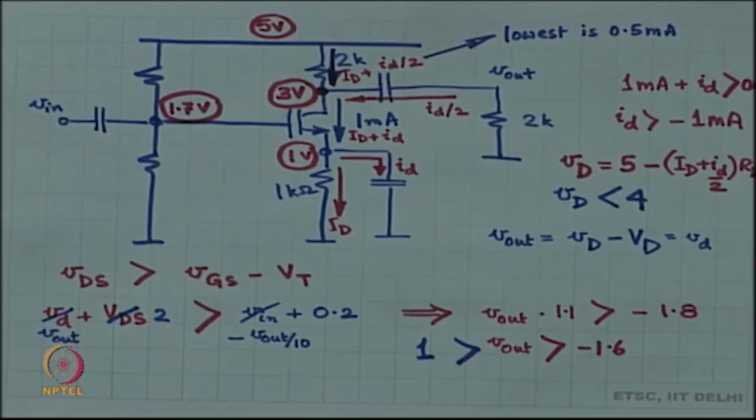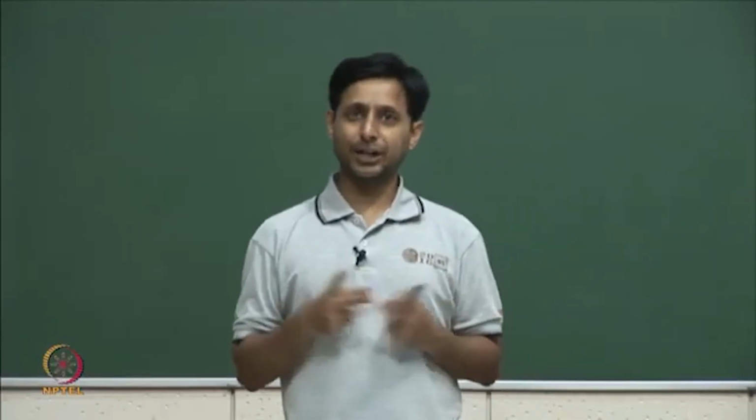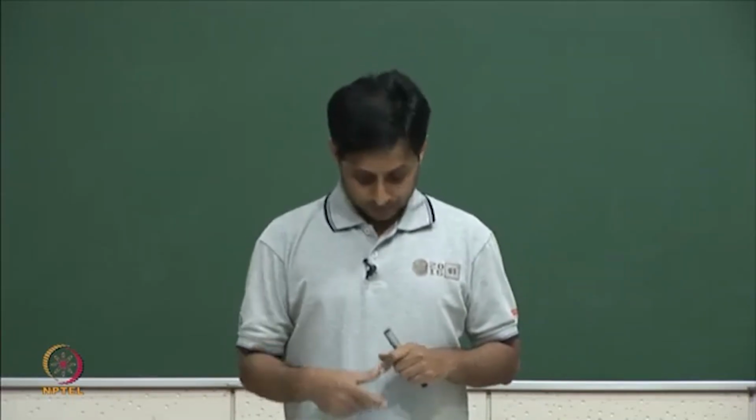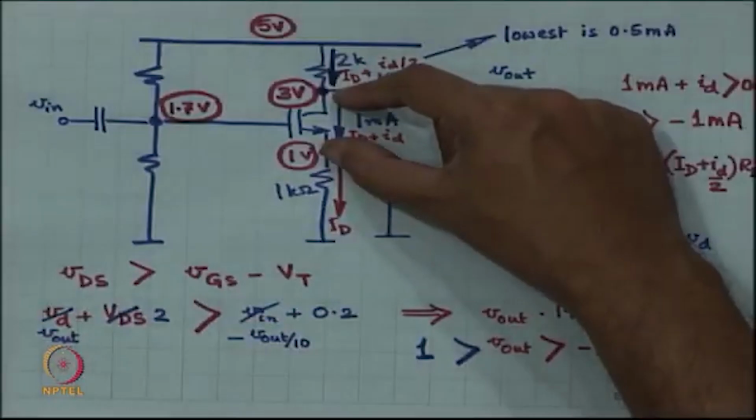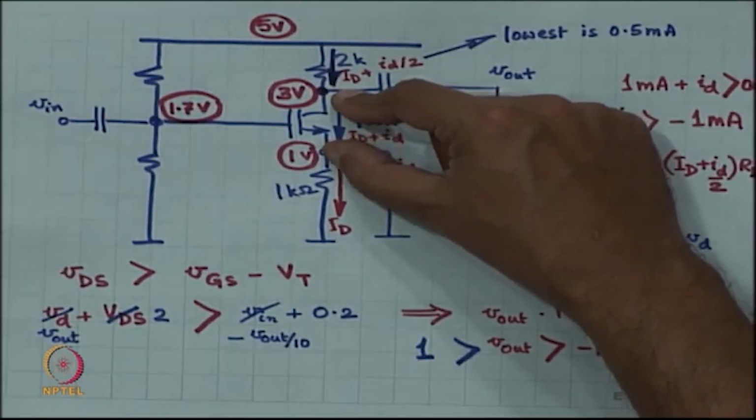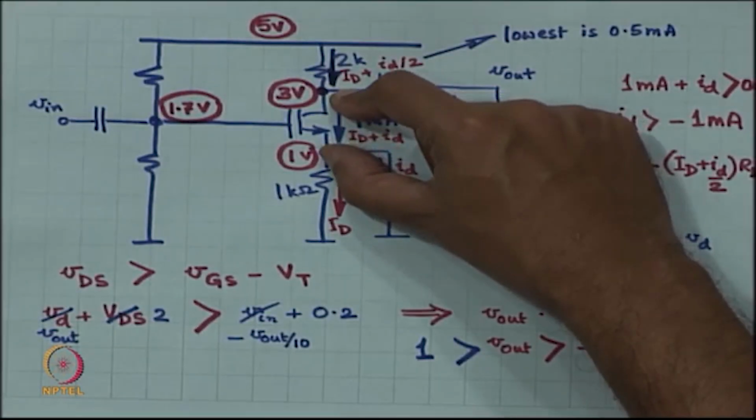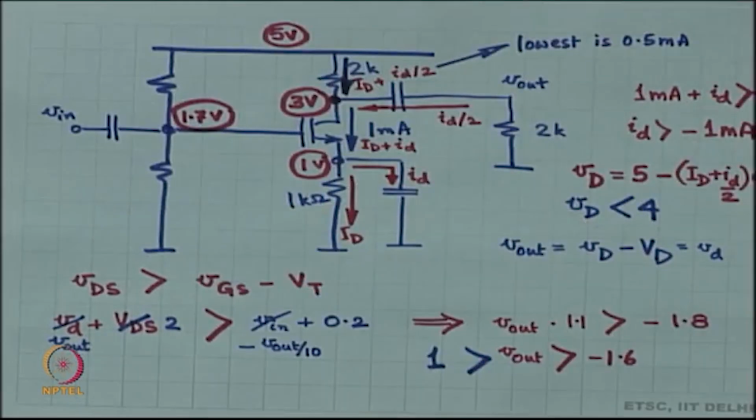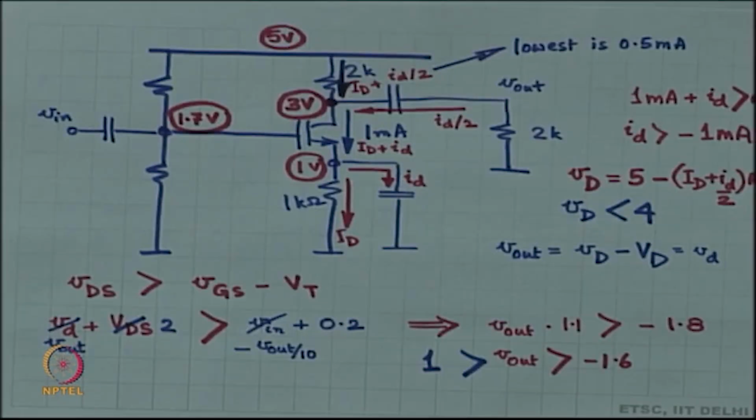These two are always going to be dictated by two conditions. One is the voltage VDS: this VDS has always got to be more than VGS minus VT. This is condition number 1, and condition number 2 is the current through the device. This current has always got to be more than 0. Based on these two conditions, you will get these two limits.